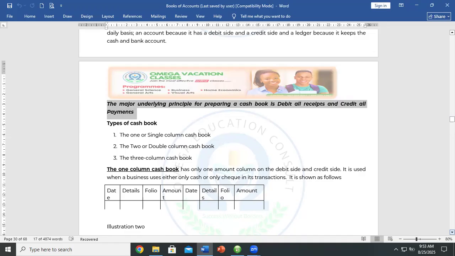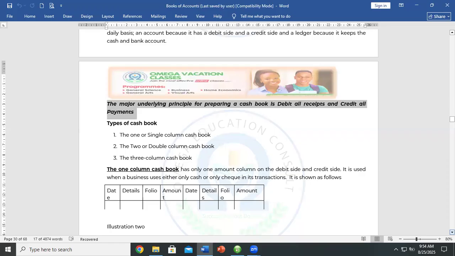Okay, so as she read it, professors, it is worthy to know that we have three types of cash book. Three types. And interestingly, the names sound very interesting. One, the single column. Two, the double column. And finally, the three column. Or you can call them the one column, the two column, and the three column. The three column could also be referred to as triple column, right? Okay, so these are the types of cash books we have.